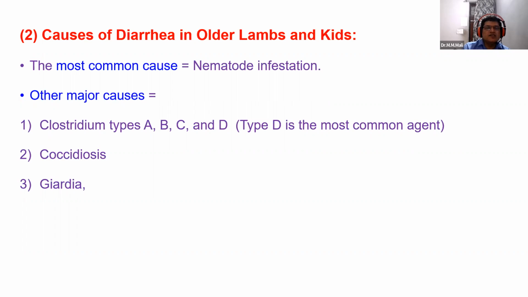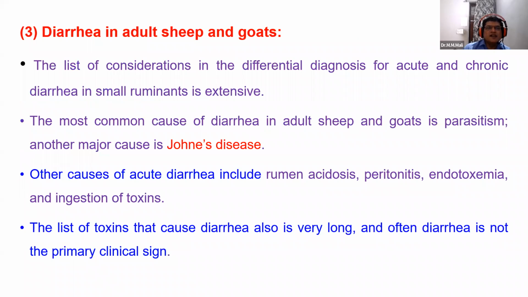The other causes of diarrhea in older lambs and kids: infection due to Clostridium perfringens type A, B, C, D, but the type D is the most common. Coccidiosis, giardia. Diarrhea in adult sheep and goats.